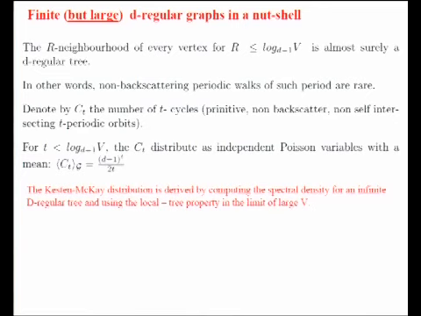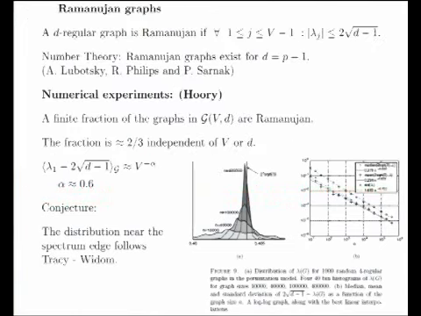Now, having realized this property, essentially what McKay and Kesten were doing to compute their formula was to compute the spectral density for an infinite d-regular tree. Because we are interested in the limit of large V, the resulting distribution can be used to describe the average density. I'll come back to it and give you a different way of looking at it.